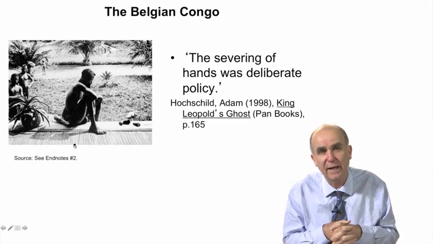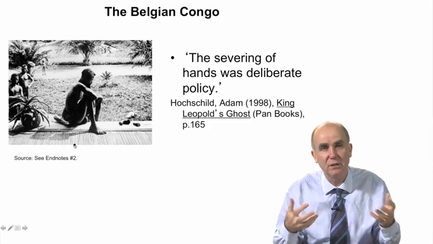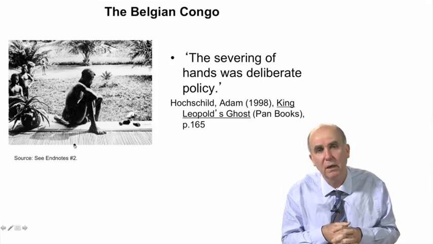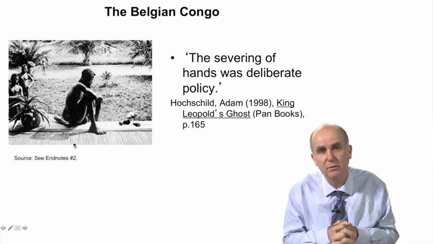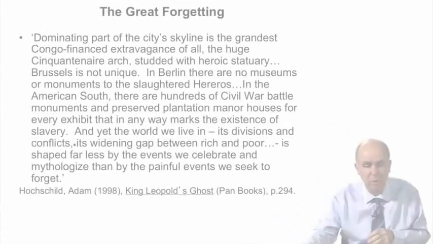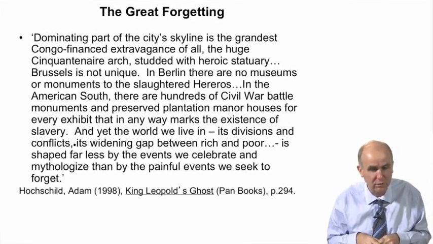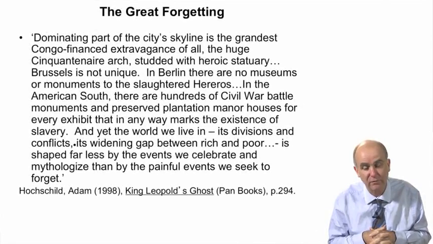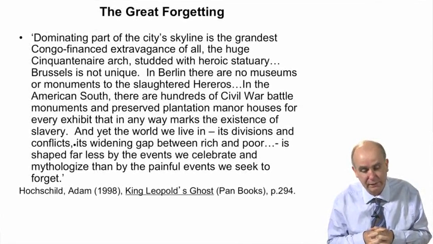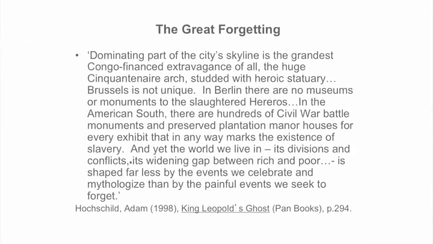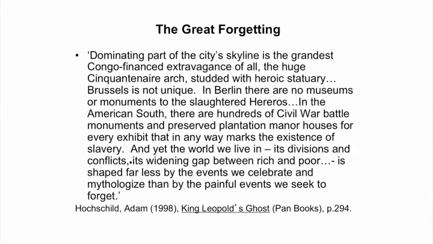So it's estimated that about 10 million of the indigenous population of the Belgian Congo died in the period from the 1880s through to the early 20th century, which is about half the population. And Hochschild talks movingly about what he calls the great forgetting, which is, as he expresses it, dominating part of the city's skyline is the grandest Congo-financed extravagance of all. The huge Cinquantenaire arch, studded with heroic statuary.